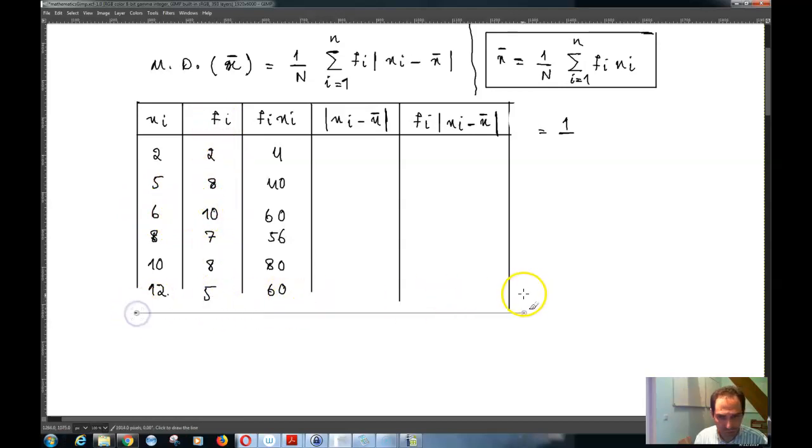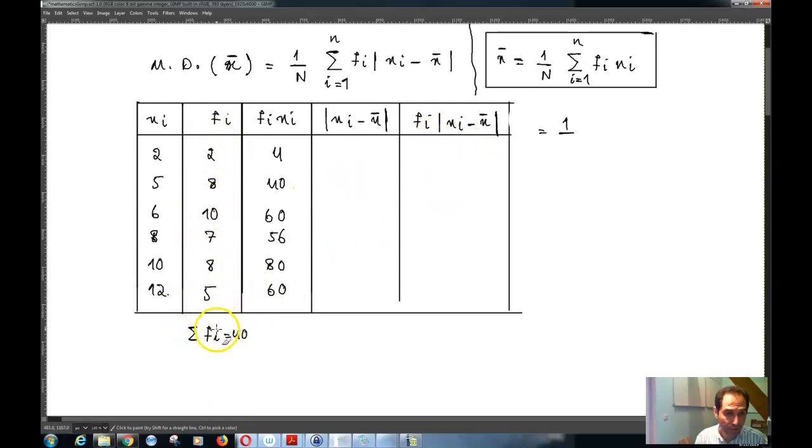So what you need to do is calculate the total number of times that all of your observations have occurred, okay? And that you could call sigma f of i, meaning that you're adding all of these f of i's together. So that's 2 plus 8 is equal to 10, 10 plus 10 is equal to 20, 20 plus 15 is 35, and that's equal to 40. That's sigma f of i.